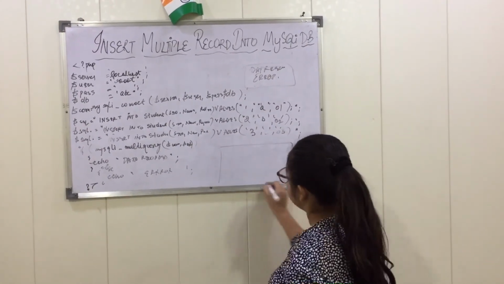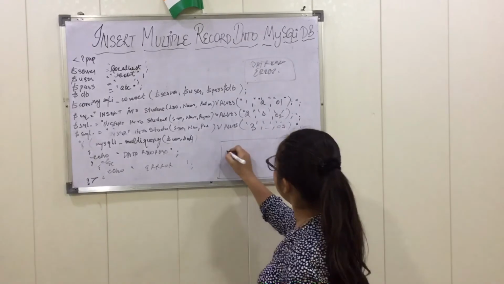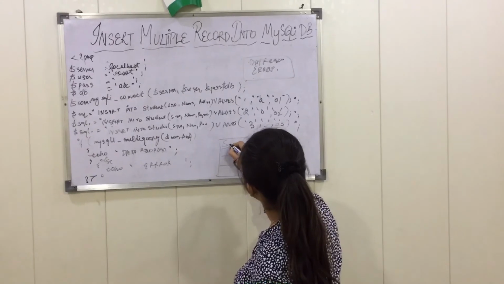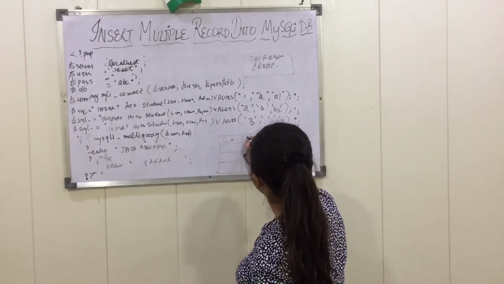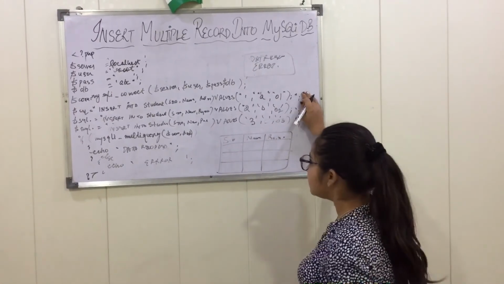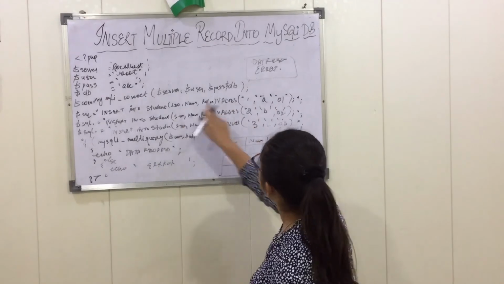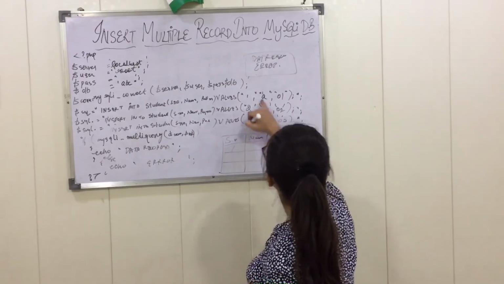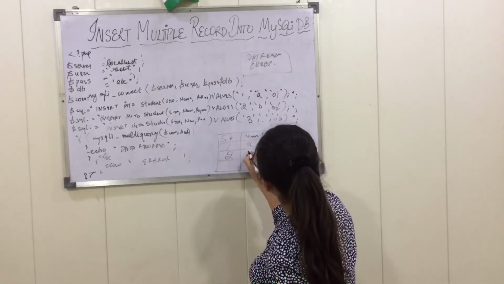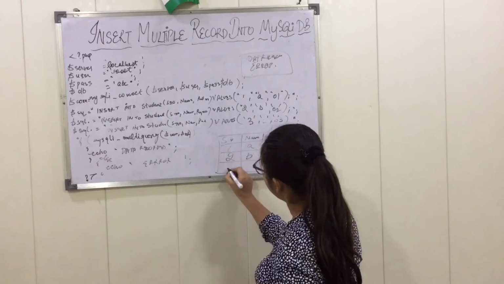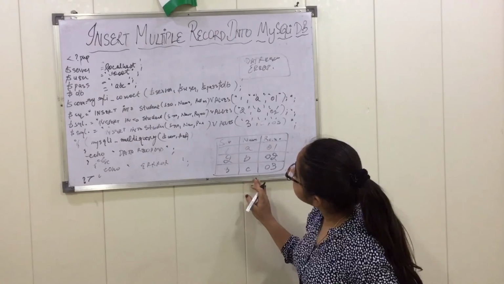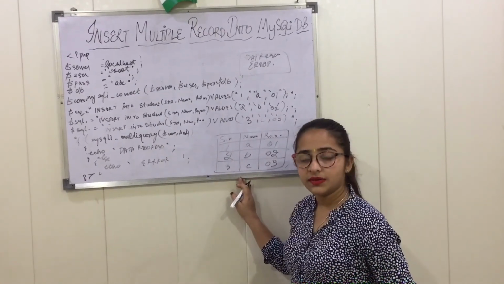So in the database, this is my database. The values will be added in this way. Suppose my first column is serial number, second is name and third one is roll number. These are the values which will be put: serial number 1, name A and roll number 01. After that 2, B and 02, after that 3, C and 03. So in this way we can insert multiple records into a MySQL database in PHP.